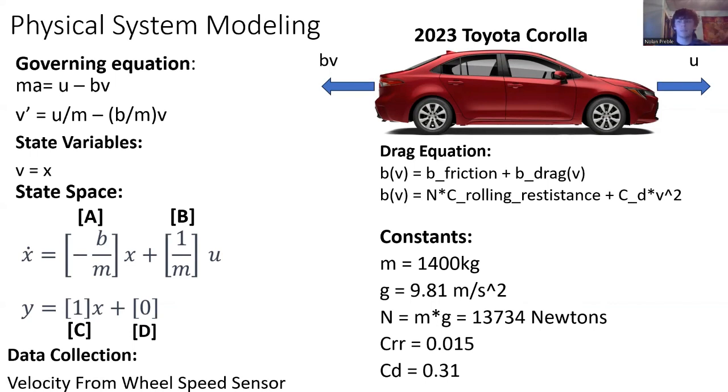We have the input of velocity going towards the right. We have drag towards the left. And I developed this governing equation, MA equals U minus BV. It's going to be based around velocity, so I changed the acceleration variable to be V dot. And from there, we made it so the output was the change in velocity.